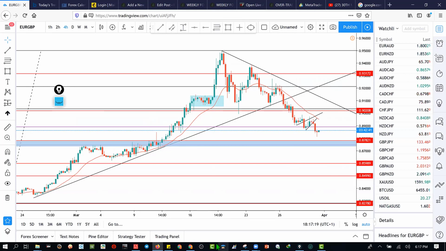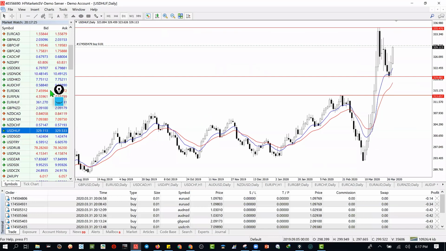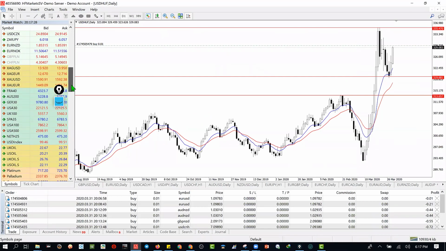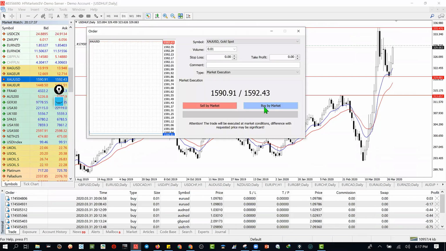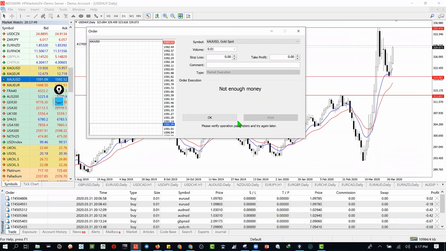So let's take an example of it. Let's take a trade on gold and see the spread on gold. This is gold paired against the USD. If I take a new order right here on the gold, let's say I want to buy, you can see the spread on the gold is very high, something like 250. So let's try and buy the gold and see what's going to happen. You can see not enough money. I can't buy this.